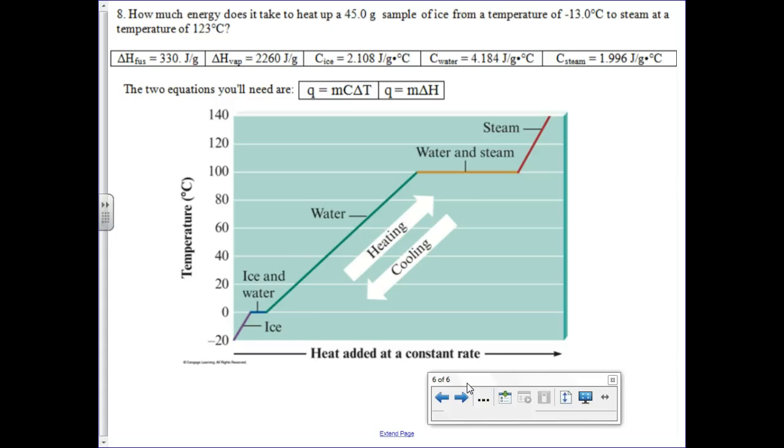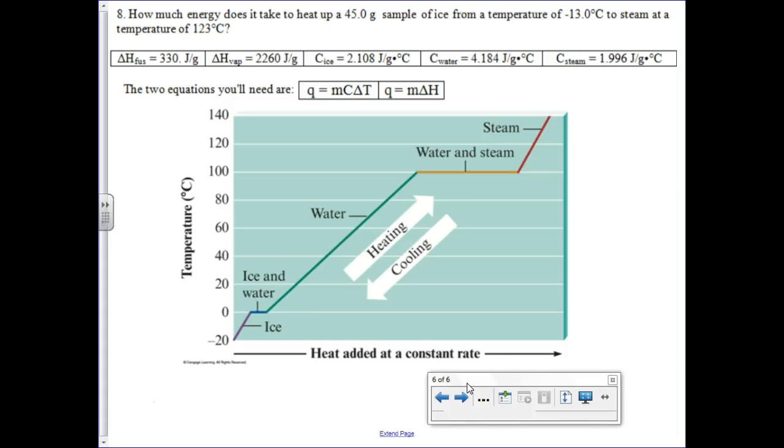The slopes, right? So there, the temperature's changing. There, the temperature's changing. There, the temperature's changing. You need Q equals mcΔT for those three regions. The other two regions are phase changes. During phase changes, you need this equation, where Q equals mΔH. Delta H is either for fusion, melting, or for vaporization, boiling.